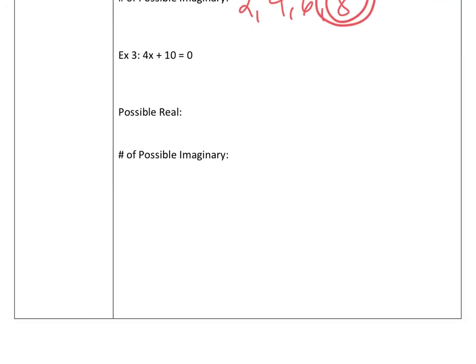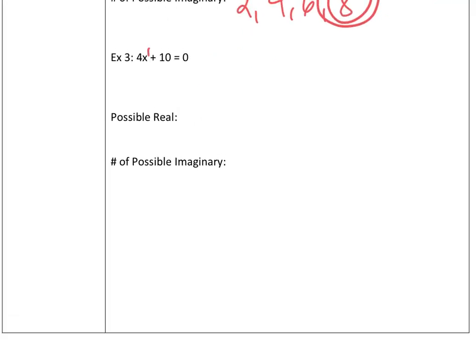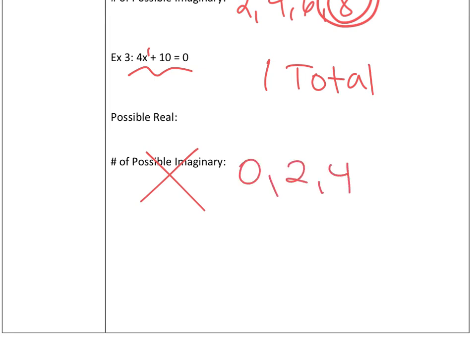Okay? Same thing in number 3. My highest exponent is 1. And just by looking at this, I know I'm going to have a real solution because I know how to solve that, okay? There's not going to be any imaginary on this. But if I have 1 total, again, these come in 2s, that's not going to work, okay? Because I've got to have 1 total. So it's going to be 1 real.